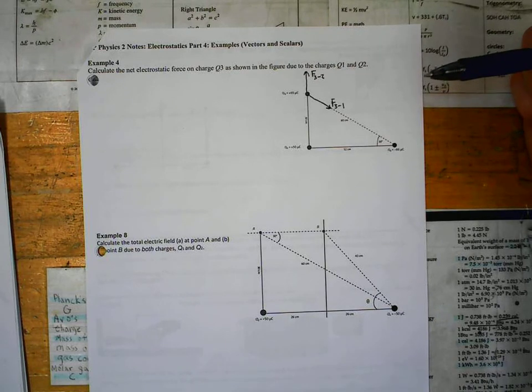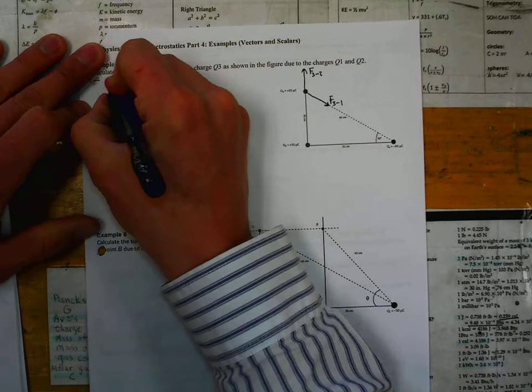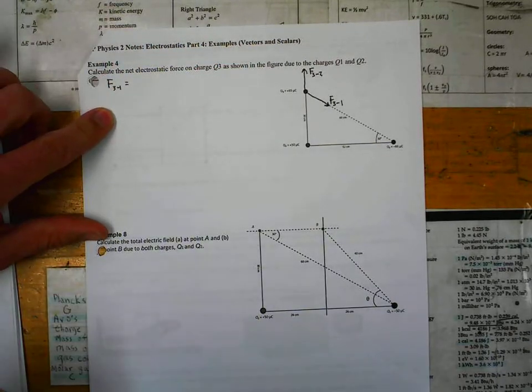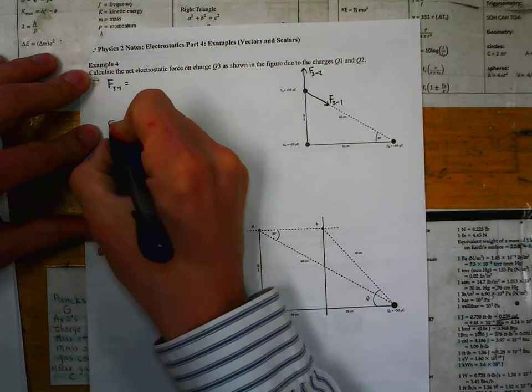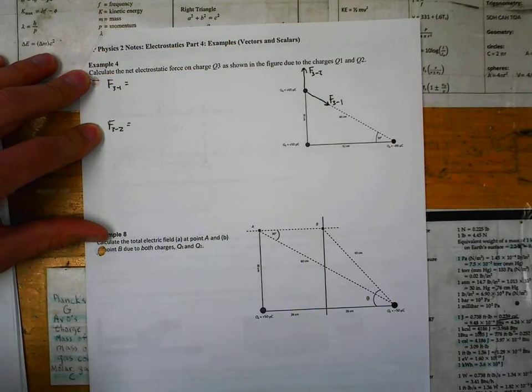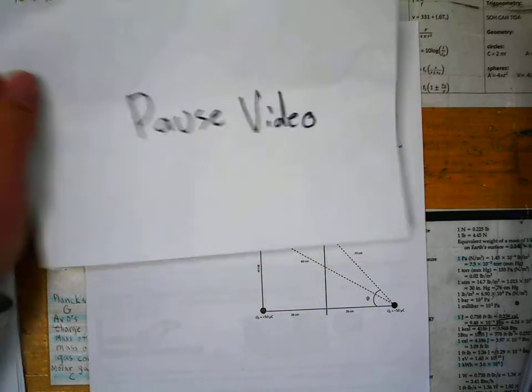Okay? Alright, now we just have to use Coulomb's law twice. One for that and one for that. Okay, then we have to do vector addition, which we haven't done in a while, so we'll review that real quick. Alright, so do Coulomb's law twice. F3-1 equals, and you're going to do Coulomb's law. And then down here, F3-2 equals, and we'll do Coulomb's law again. So what I want you guys to do is get both forces and then check and see if you're right.